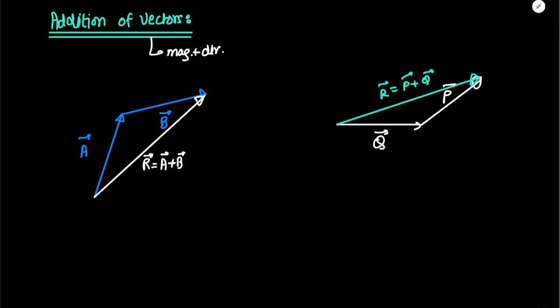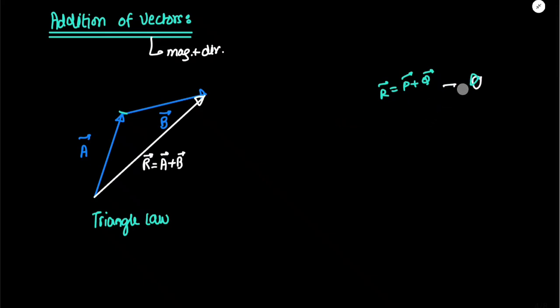Now this method, where we join one vector by the head and the other vector by the tail, and draw a vector from the initial point of the one to the final point of another, this is known as the triangle law of vector addition, and I am sure that you can see why it is named so. But there is another law of vector addition known as the parallelogram law of vector addition.